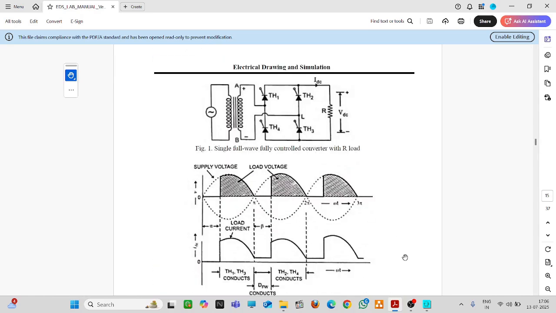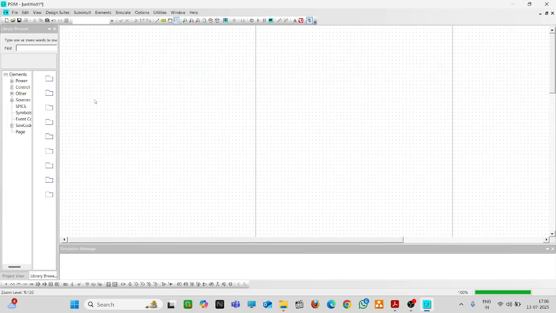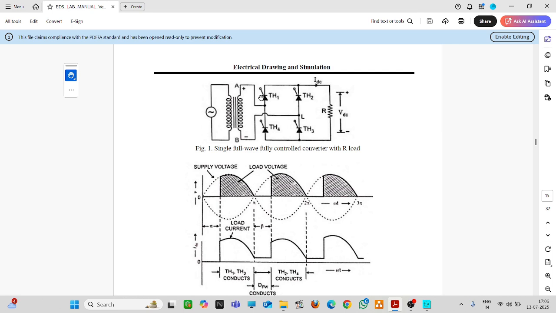So now we will shift our attention towards PSIM. Again, this is the PSIM interface. We'll try to simulate. This is a single phase converter. It means there are two legs, having four switches. This is the upper switch and this one is the lower switch. Again, this will be in the bridge configuration. That means four SCRs will be required, and to this we have connected a resistive load.